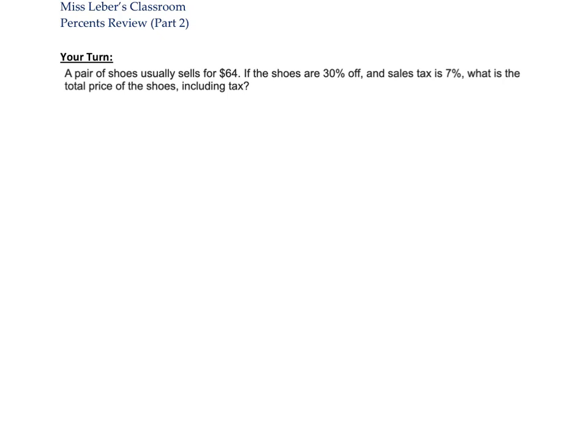Alrighty, so this question is exactly the same style as that last question that we did walkthrough together. It says a pair of shoes usually sells for $64. If the shoes are 30% off and the sales tax is 7%, what is the total price of the shoes including the tax? So hint, hint, nudge, nudge, go ahead and do the discount to find that sale price, then add the tax. I'm going to ask you to pause, and I will show my solution in 3, 2, 1.